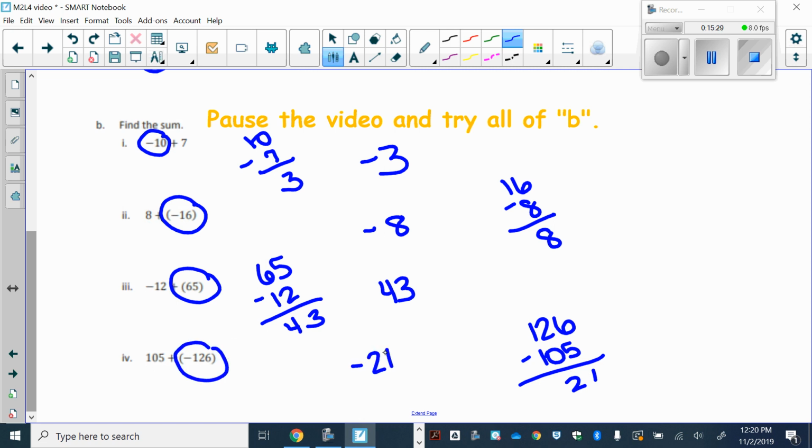So sometimes it's the first addend that goes on top, sometimes it's the second addend that goes on top, right, when you're subtracting. The greater absolute value is the number that goes on top when you're subtracting, and the greater absolute value is the owner of the sign for the sum.